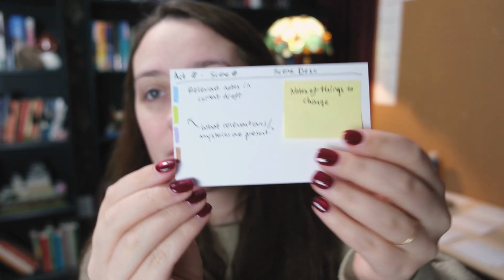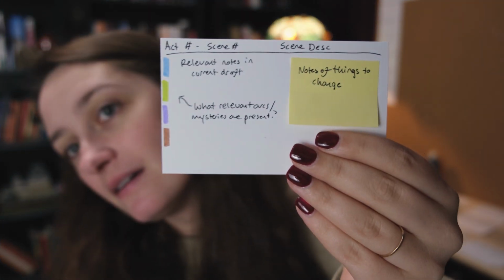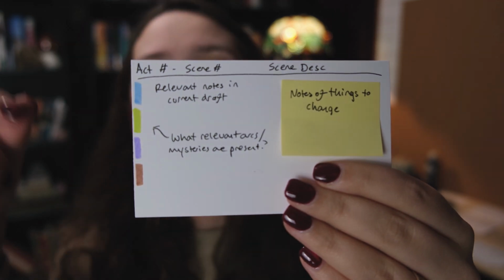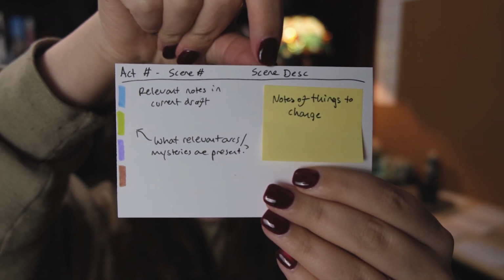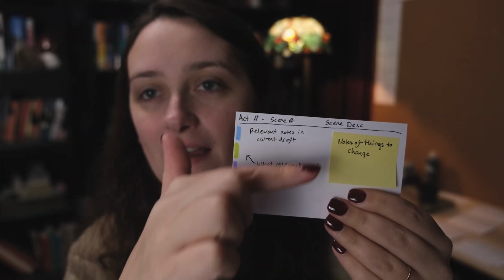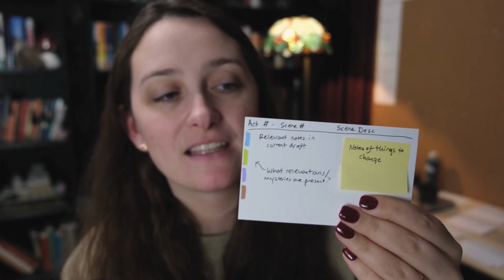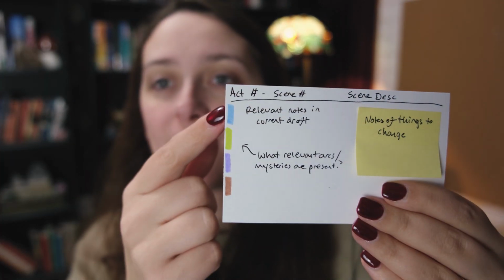Okay, so I've gone through all the scenes and at least written the top part, and I came up with a format for the note cards, so let's see if you can see this. I essentially have up here the act number, the scene number, and then a scene description, so that I can have all the cards stacked and still tell what they're about at a glance.